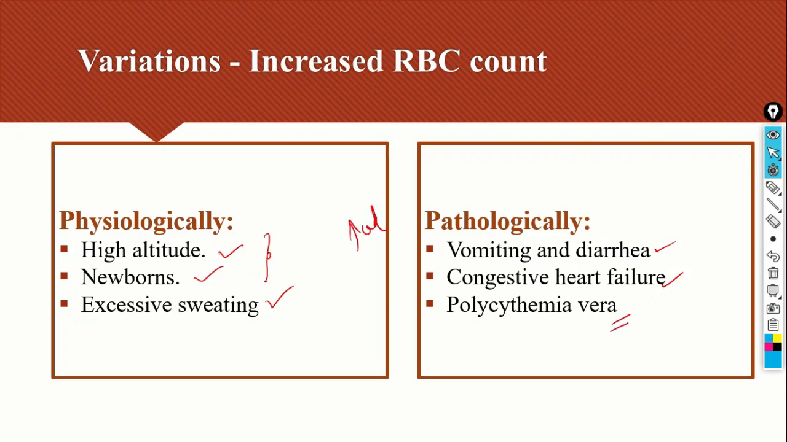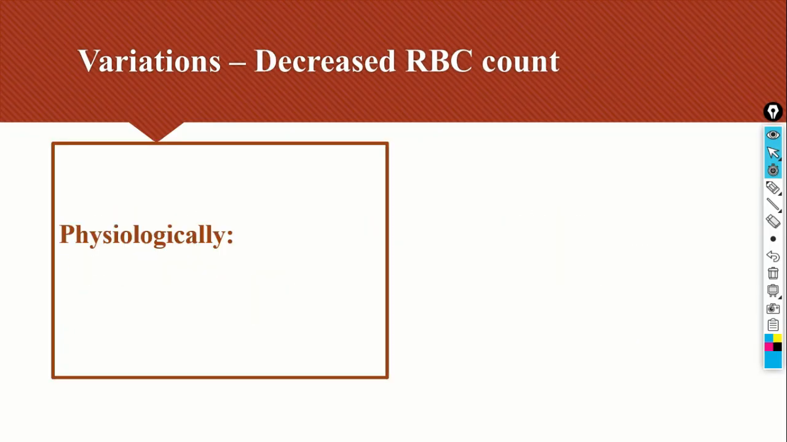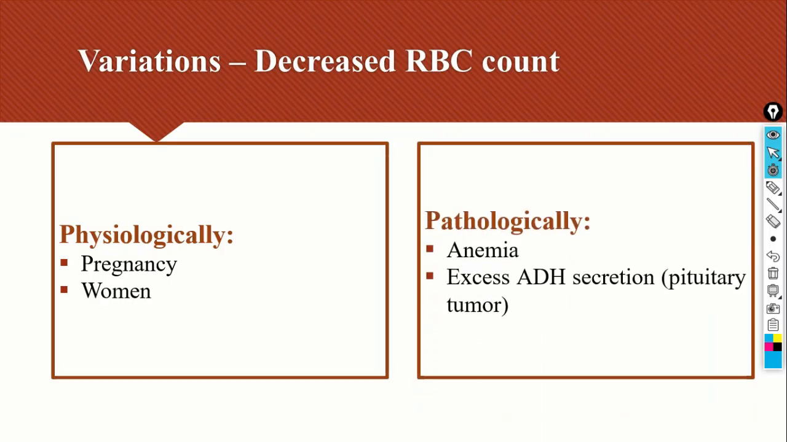At least name 1 or 2 conditions. Remember 1 or 2 conditions, pathologically and also physiologically. Decreased RBC count is seen in pregnancy and in women. Obviously we have a decreased count of RBC due to estrogen, which inhibits erythropoiesis. Pathologically, anemia and also excess antidiuretic hormone secretion in case of pituitary tumor, that you have to remember.